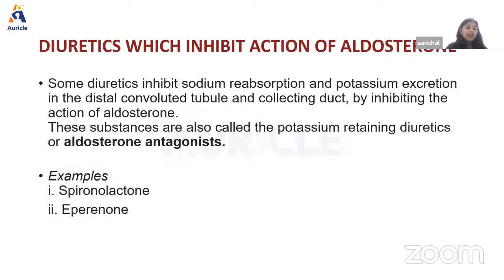Next, we have the diuretics which inhibit the action of aldosterone. So some diuretics inhibit sodium reabsorption and potassium excretion in the DCT and also from the collecting duct by inhibiting aldosterone. Okay, so their main aim is to inhibit the action of this hormone, that is aldosterone. Now these substances are also known as potassium retaining diuretics and aldosterone antagonists. Okay, an example we have is spironolactone and eplerenone.